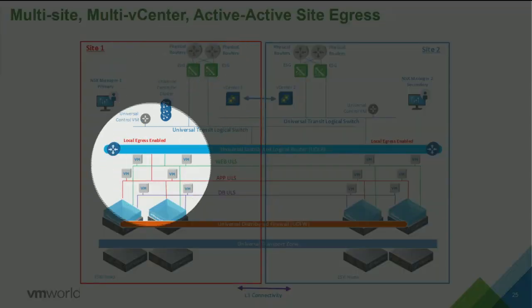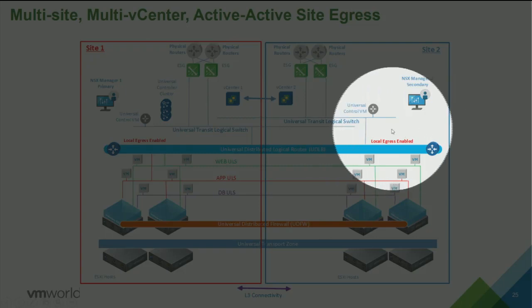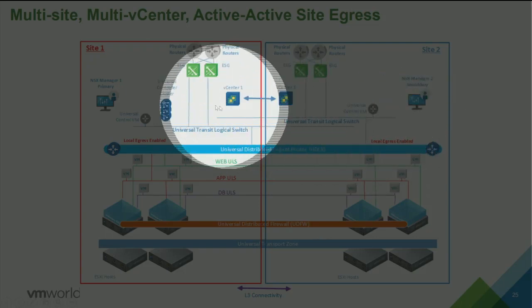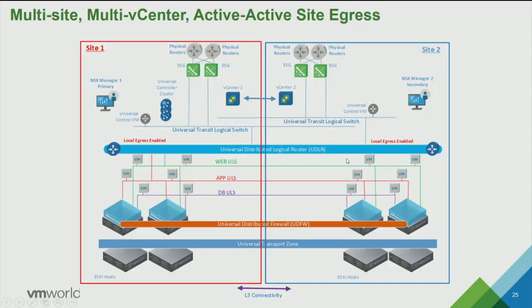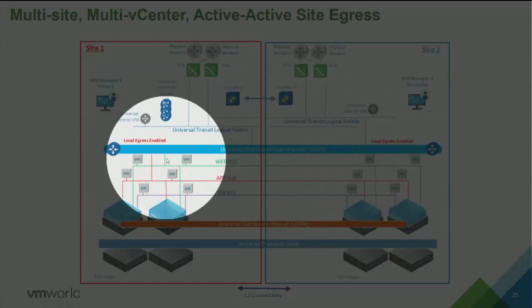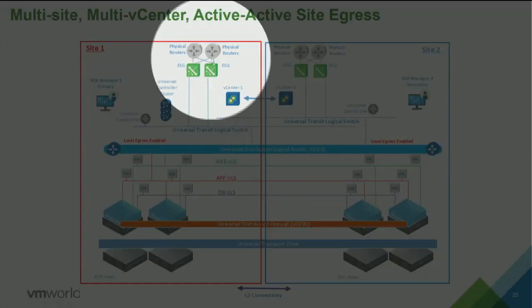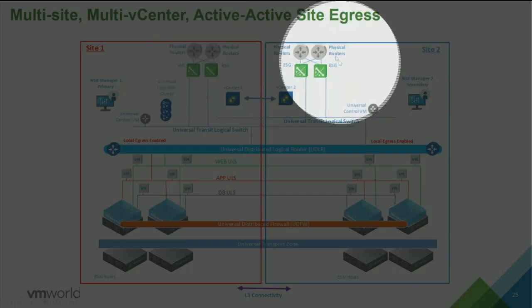First of all, we have something called local egress enabled. I'll explain that as I walk through this flow. Second, we have a universal control VM at each site. When you deploy local egress in this model with network stretching across, it automatically deploys a universal control VM at each site. So each of these universal control VMs is peering with their own ESGs at their local sites.